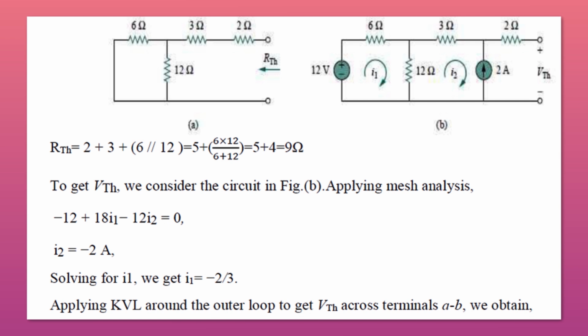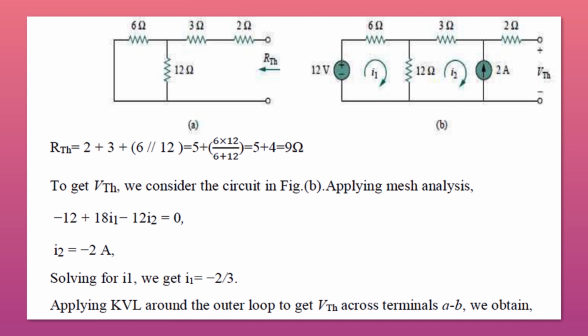So minus 12 plus 18 I1 minus 12 I2 equal to 0, because this is an open circuit. That means no current will flow through this branch, so whatever current is flowing, flows only through this mesh. So minus 12 plus 18 I1 minus 12 I2 equal to 0. Here you can notice the loop current I2 is equal to 2 ampere in magnitude, but the direction of this I2 and the 2 ampere source is opposite. So you can say this loop current I2 is minus 2 ampere. Just put the value of I2 in this equation, then you can easily find the current I1. After solving, you will get I1 equal to minus 2 by 3.